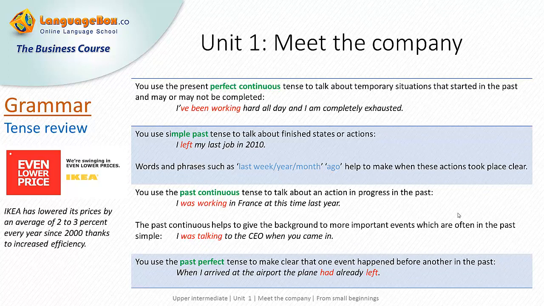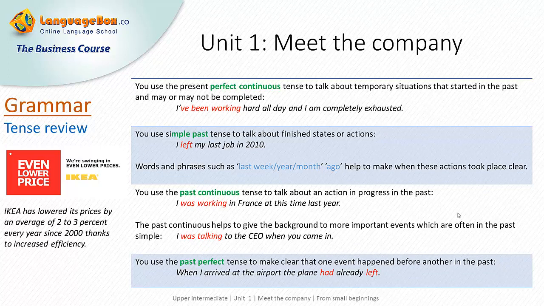And some simple past words, which give you the big clue it's going to be simple past tense, are last week, last year, last month, or ago. If you see any of these words, they're a big clue that it's going to be simple past tense.